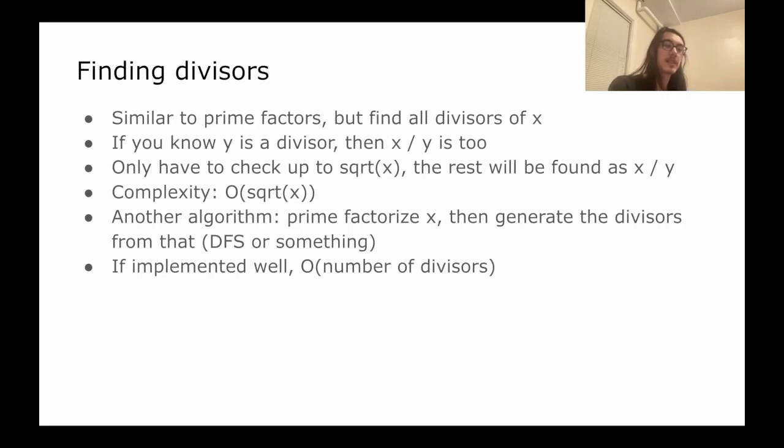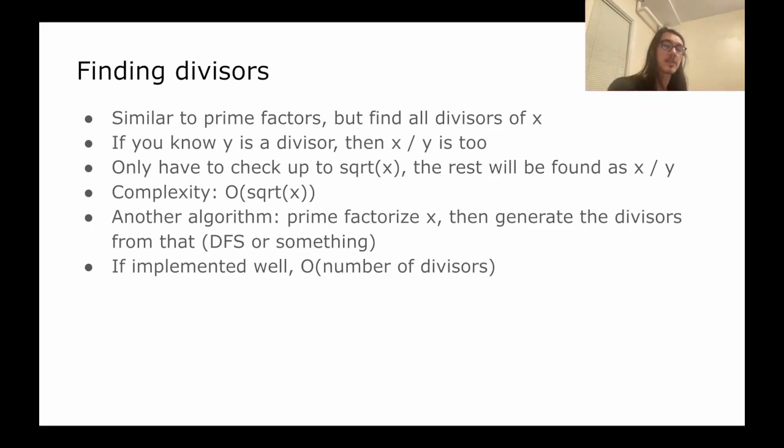Another thing is finding divisors. Prime divisors are only the primes, but divisors are anything. So even though 10 isn't prime, it's still a divisor of 20. Now, one thing to note is if you know y is a divisor of x, then x over y is also a divisor, just because x is divisible by y. So x over y is an integer, and x over y times y is equal to x. So you know that x over y is a divisor, and it's an integer.